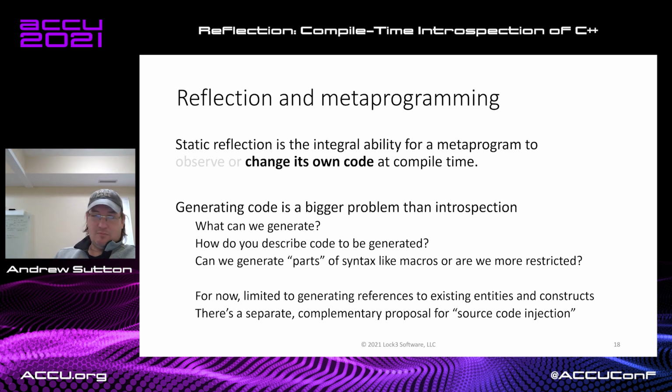And I don't want to talk about that today. There's a separate proposal that deals with this called source code injection. I think the paper number is P1760, although I can't remember off the top of my head. So we're going to limit ourselves to a very narrow definition of generation for static reflection. We already have templates, and those are really powerful, but we're going to add a little bit more functionality to generate information related to reflected entities, which we'll talk about in a bit.